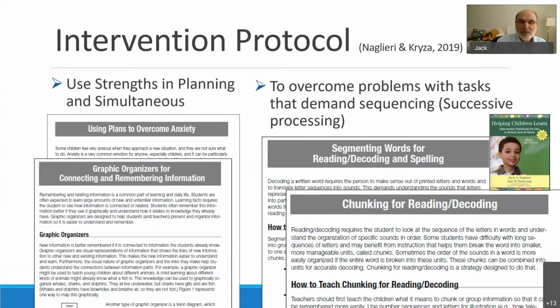report. So for this case, because the child is poor in successive processing, we're going to teach that child and the parents and the teacher about the value of chunking and segmenting. And the best way to do that is to give them a 1 or 2 page handout on what is segmenting and what is chunking, and how they could use graphic organizers, plans to overcome anxiety, because the kid is obviously anxious when they're trying to do anything that goes in order, right? Because the whole child, you got to remember that whenever a person has a problem, they're probably anxious whenever they're doing that thing they have a problem with.